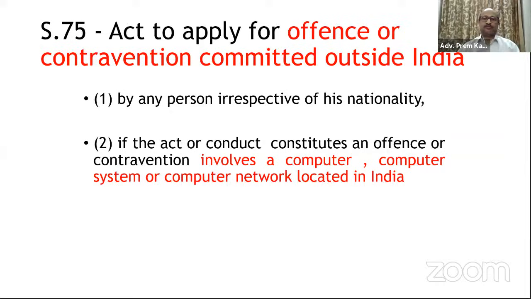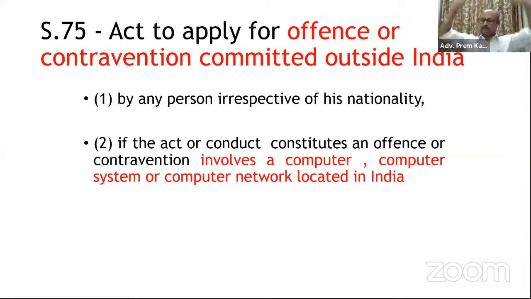So the act applies to offences or contraventions committed outside India. Section 75: here is a situation where we have a provision in law which says that, subject to the provisions in subsection 2, the provisions of this act shall apply also to offences or contraventions committed outside India by any person irrespective of his nationality. And subsection 2 says the act shall apply to an offence or contravention committed outside India by any person if the act or conduct constituting the offence or contravention involves a computer system or computer network.